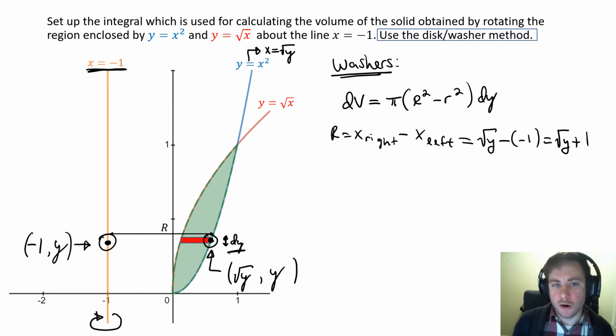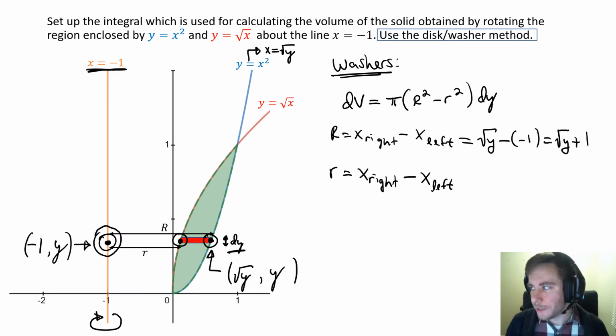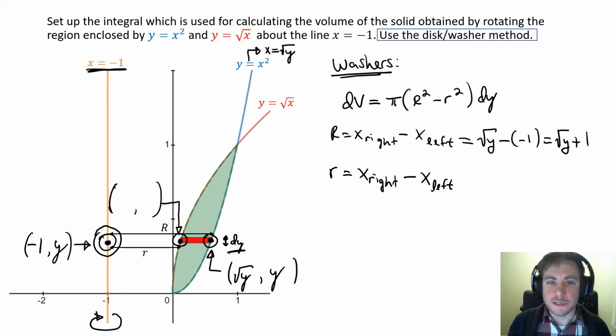Next, we need to find little r, which would be the distance from the axis to the close end of the rectangle. Again, visualize the formation of the washer to convince yourself of that. So that would require the coordinates of these 2 points. Once again, as a horizontal distance, this would be computed as x right minus x left. Remember that we still need the coordinates in terms of y, and for the y coordinate, that's just y. x in terms of y is found by rearranging the equation of the curve that the point lies on, and that tells us that x is y squared.